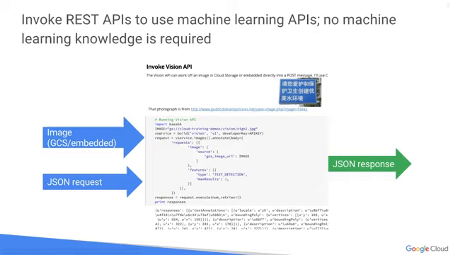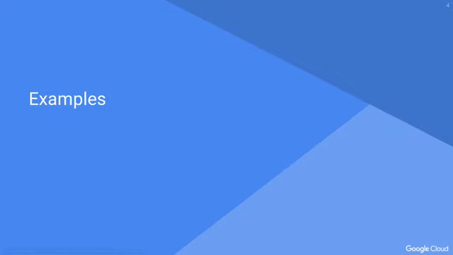In this example, we are using the Vision API to process an image that's stored in Google Cloud Storage. We invoke the REST API and send it a JSON request, and we receive a JSON response with attributes that describe the image. As simple as that. Let's take a look at a few examples now.